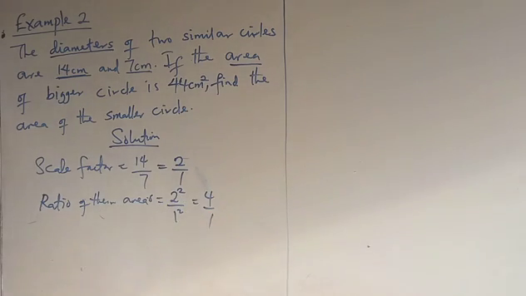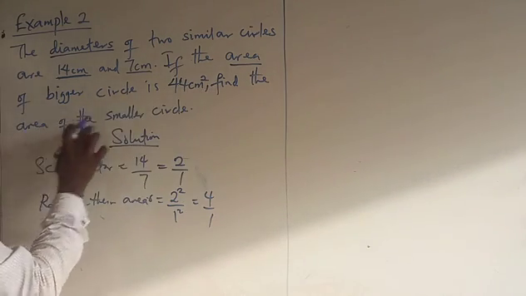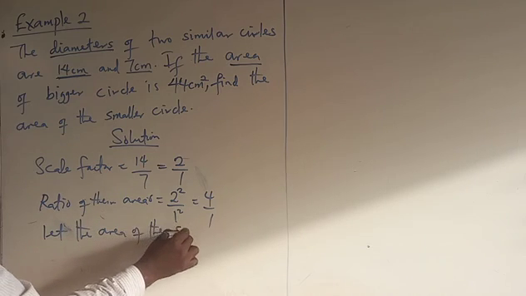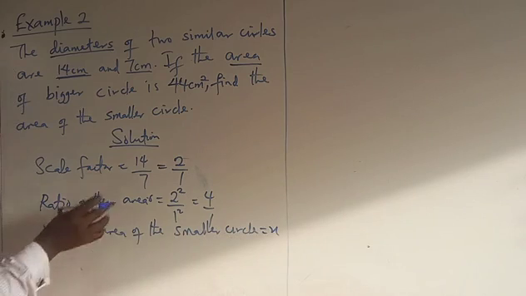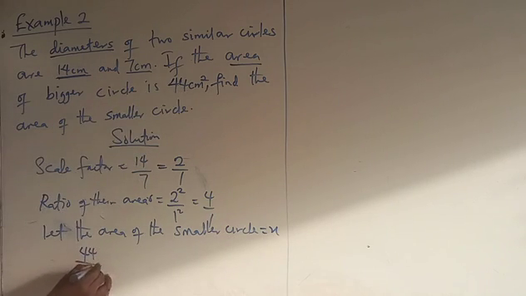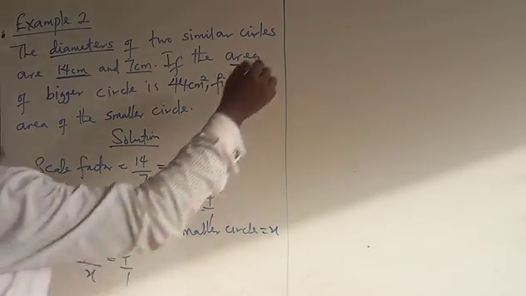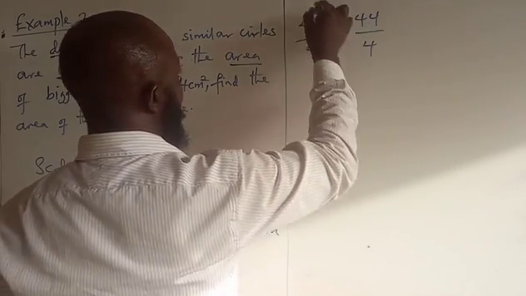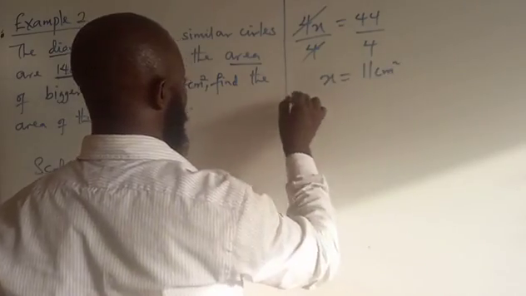That gives 4/1. So since this is area, we want to find the area of the smaller circle. So let the area of the smaller circle be x. So the area of the bigger circle is 44, over the area of the small circle, x, equals the ratio of the area, which is 4/1. So from here, we cross multiply: 4x equals 44. Then we divide both sides by 4, and x will then be equal to 11 centimeters squared.